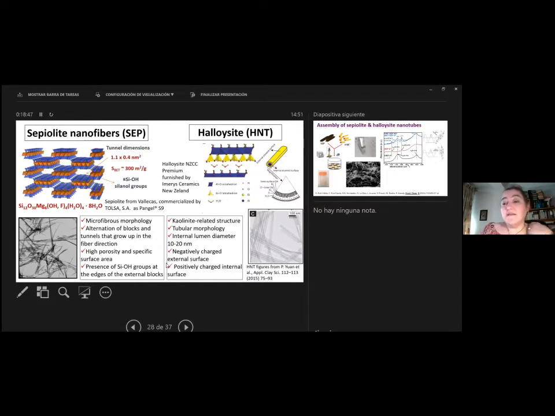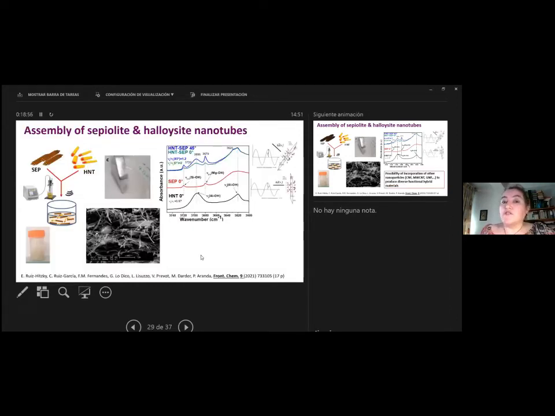Well, we recently have shown that it is possible to assemble sepiolite and halloysite nanotubes, just the two of them, by using an ultrasonication technique. In this case, we are able to stabilize halloysite in water, giving very stable suspensions that may remain there for a long time. This can also be used for the preparation of different types of processed material, like films or foams.